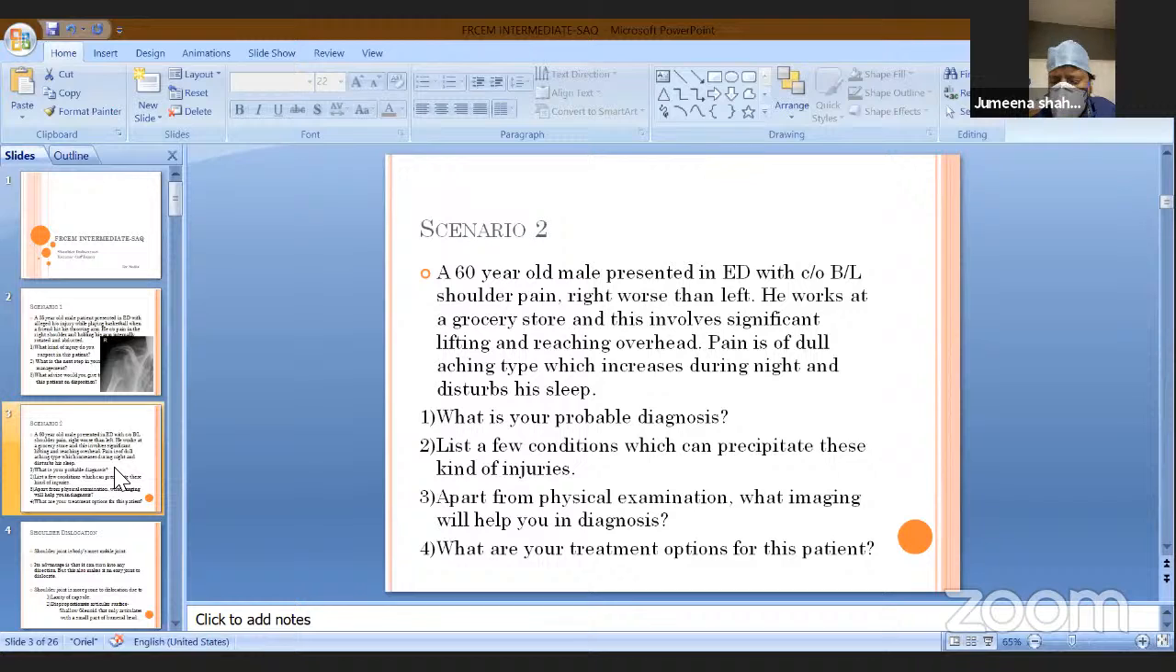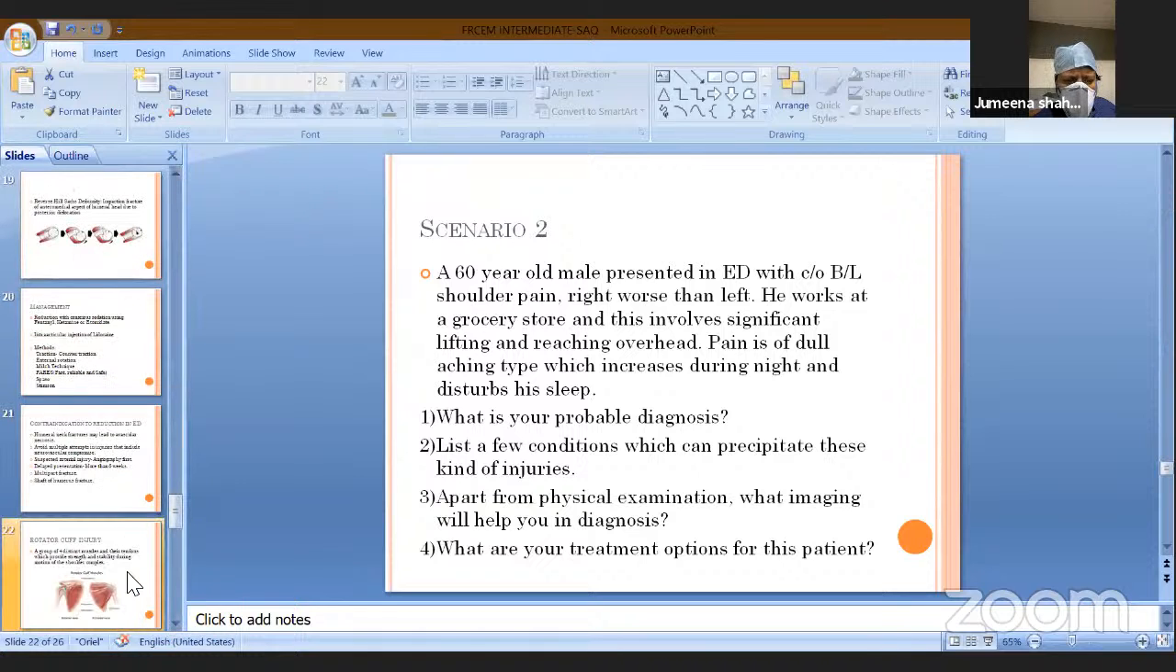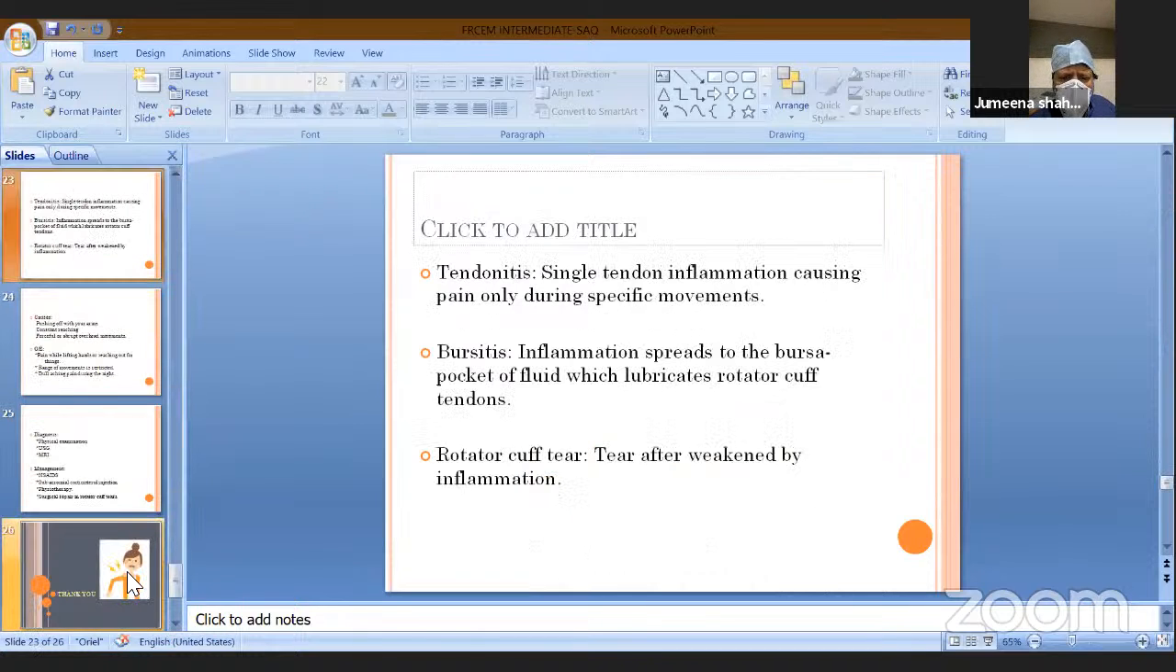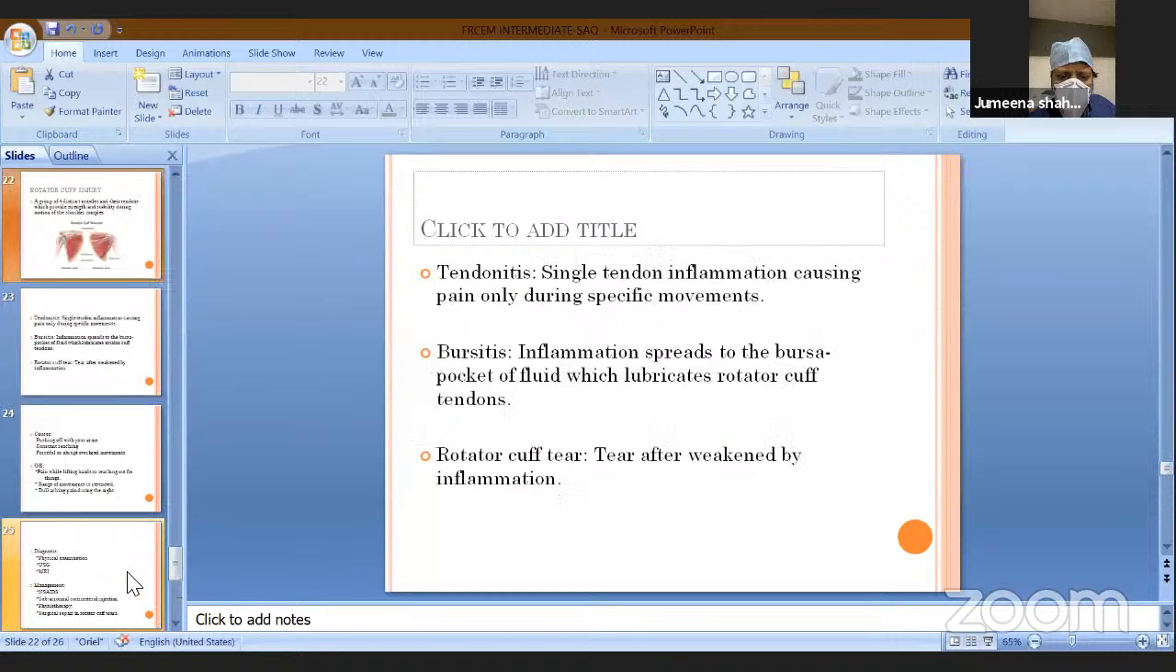Rotator cuff injuries, anatomy. Yeah, I think that's it. A bit more, I think we'll cover in Part C in the practical.